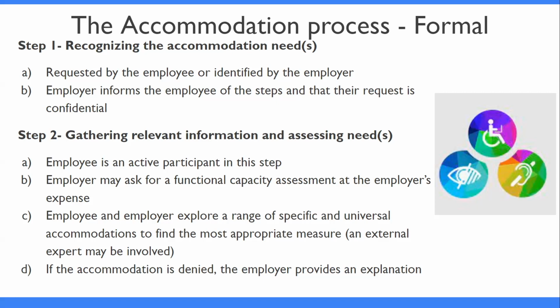But sometimes, especially if you're looking for funding from the government, there is a formal process that you have to go through. So step one is just to recognize the accommodation that is needed. This is just through a conversation with the person requesting it, and then gather any relevant information. So make sure that the employee is really active in this step and that they can give you all the information that you need to make the accommodation. If you can't make the accommodation, you need to provide them with an explanation, because it needs to be justified in court if it's undue hardship.